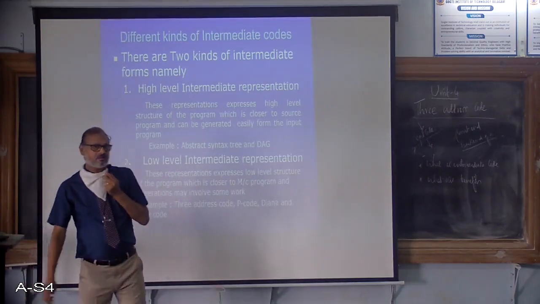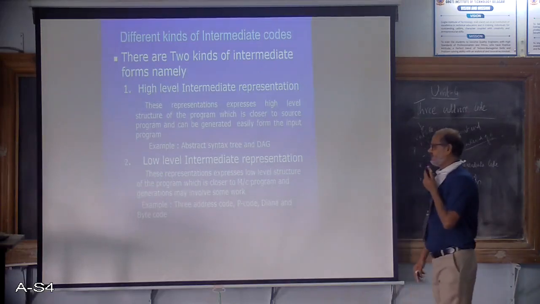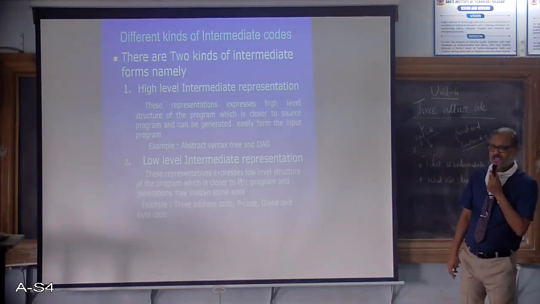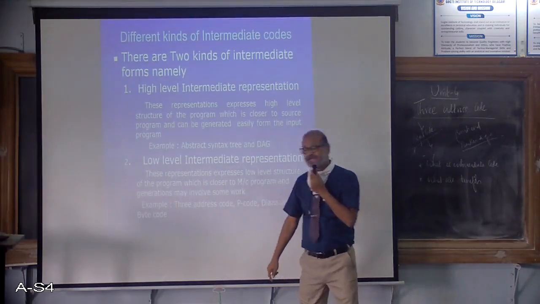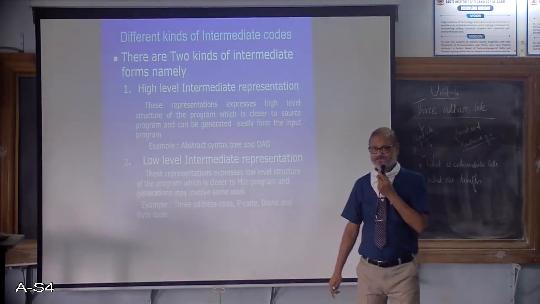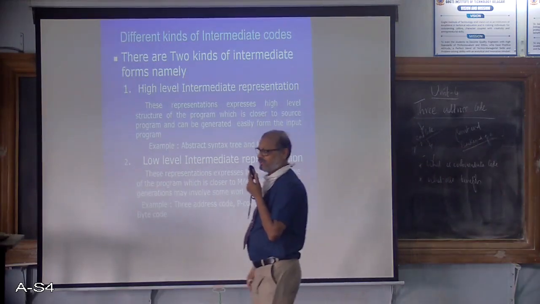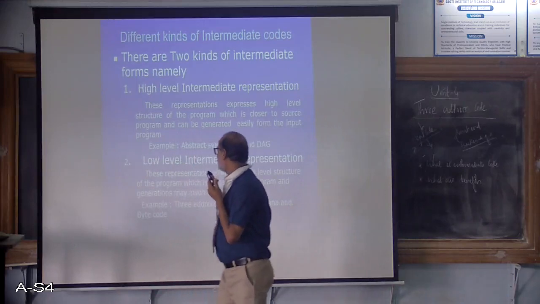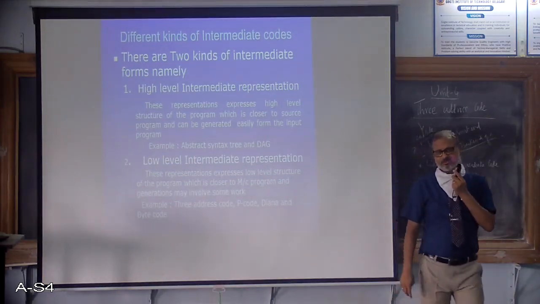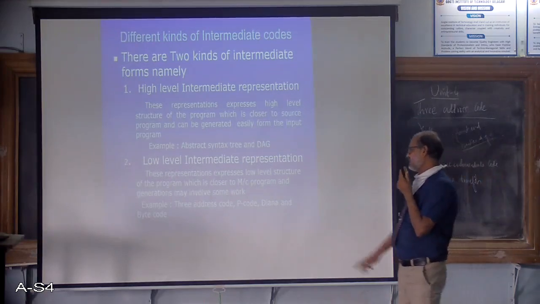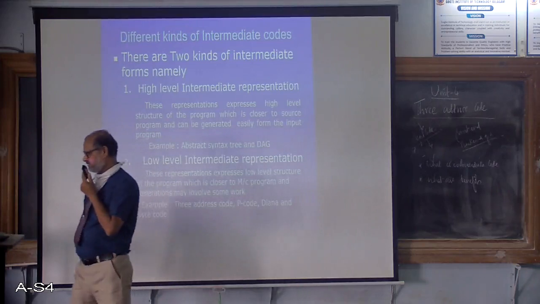Okay, second one is the low level intermediate representation. So here this is going to express the low level structure of a source program, which is very close to machine. So here little effort is required to generate the low level representation of a target program. So this includes the three address code, P code, Diana, and the bytecode.